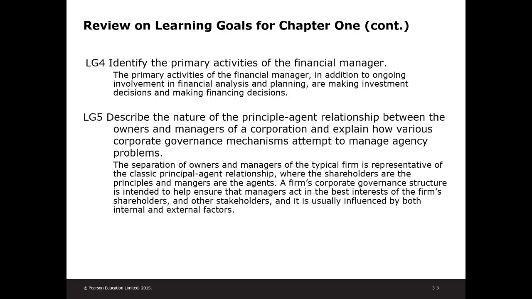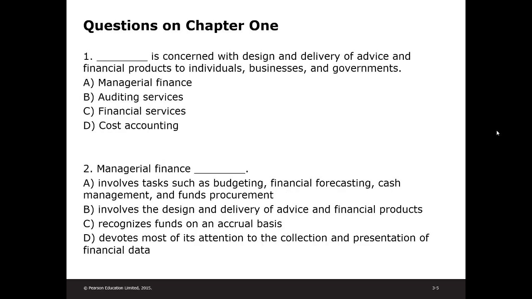The last goal of this chapter is to describe the nature of the principal-agent relationship between the owners and the manager of the corporation, and explaining how various corporate governance mechanisms attempt to manage agency problems. Now let's start with solving questions on chapter 1.